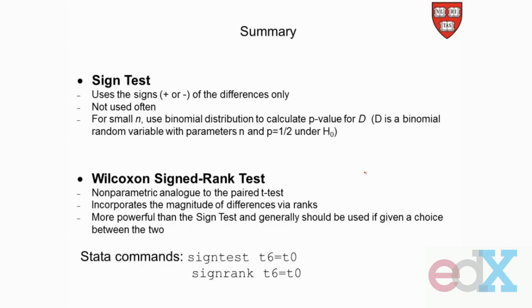Now to summarize, we learned about the sign test and the Wilcoxon signed rank test. Remember, the sign test uses the plus or minuses of the differences only. It's not used very often simply because the signed rank test is basically the same thing but has more power. And again, remember, for small n, we can use the binomial distribution to calculate the p-value for d. Remember, d is simply the number of positive signs.